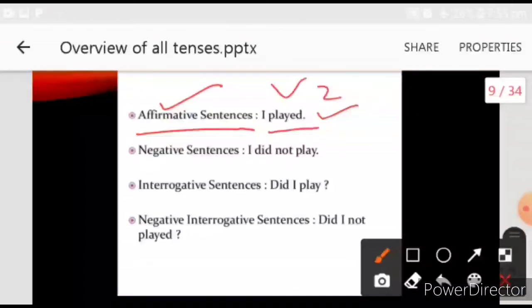Now when you're going to change it into negative, what are you going to apply? You're going to apply did, and with did not, what are you going to do? You're going to use the first form of the verb. Yani over here, whenever you're applying did, you're going to use the first form of the verb with it. If you say I did not played, that will be incorrect. So the right one is I did not play. And interrogative, again, it will come out. And negative interrogative is quite simple. You're going to use did plus then subject and then not, and then your sentence will be complete.